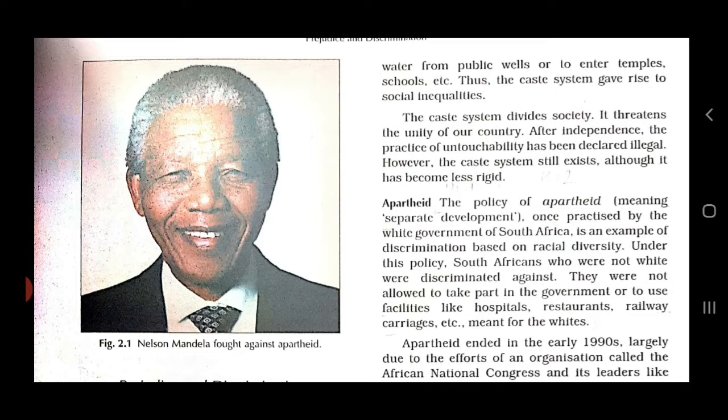In the last sentence, they are telling that the caste system still exists in our Indian society, although it has become less rigid. If we compare it with earlier times, it has become less rigid. Now it is not that strict, but it is still existing.